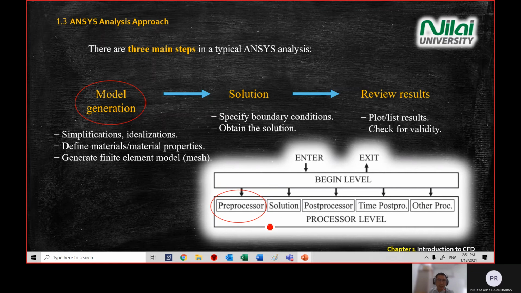Model generation is usually at the pre-processor stage. Solution will be in the solution stage, and reviewing the results will be at the post-processor stage.